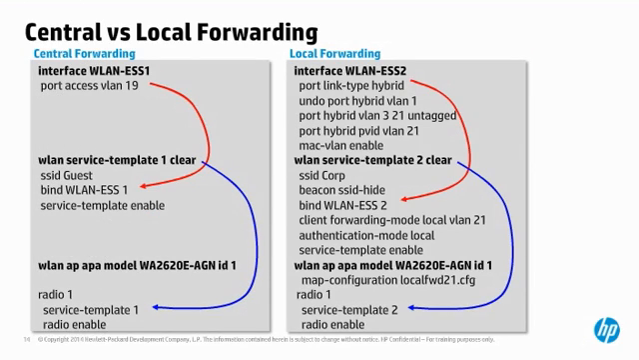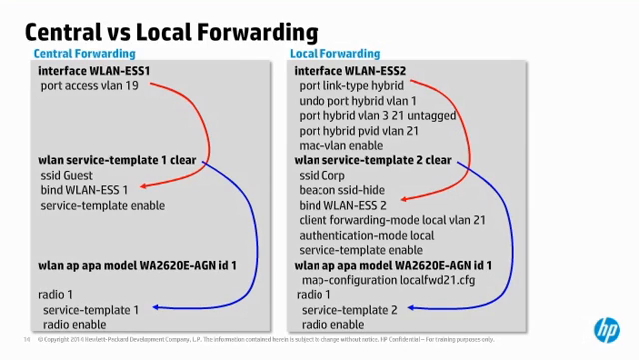With central forwarding, the client traffic is tunneled to the AC, which unwraps the native client frame and forwards it onto the wired network. Therefore, the wireless client's MAC address is learned from the AC. With local forwarding, the AP locally forwards client traffic directly onto the appropriate VLAN. Therefore, the client's MAC address is learned from the AP.